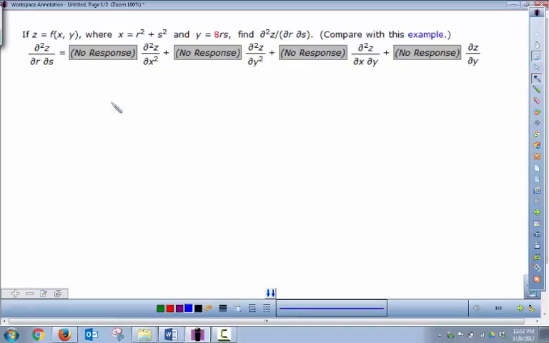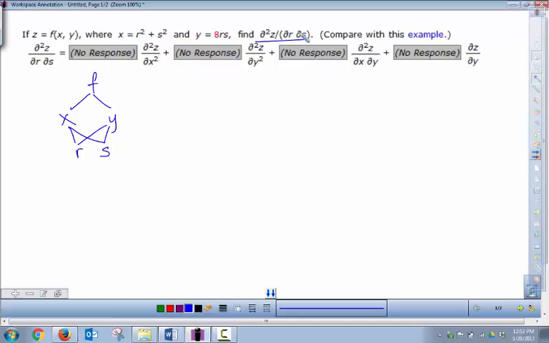Let's start with doing one of these problems. It's a second order partial derivative that we want, using the chain rule. So we have to take a look at the first order partial derivative probably first, where f is a function of x and y, and then x and y are both functions of r and s.